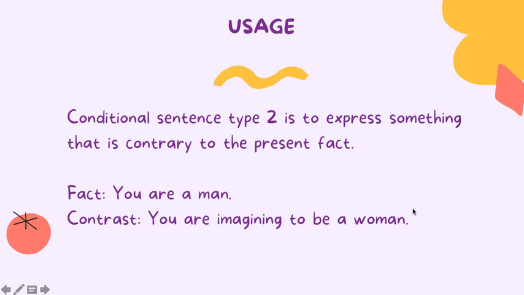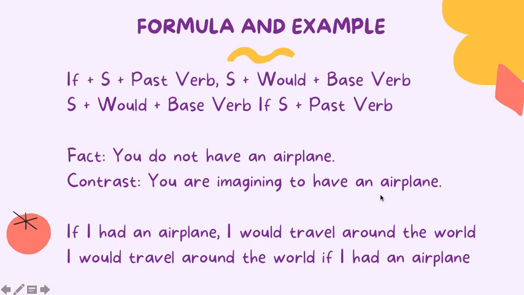Okay, now let's see the formula and the example. This is actually the same as what is shown in conditional sentence type 1. The only difference is that the verb that is used in conditional sentence type 2 is using past verb and the modal is using would. Next, if you invert the position, so for example, if the if is in the middle between two sentences, then there will be no comma.